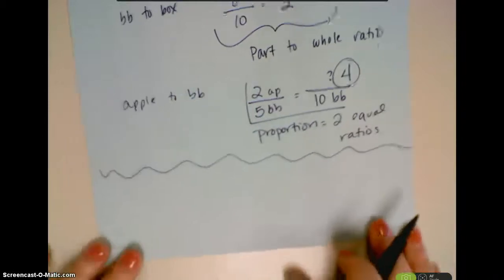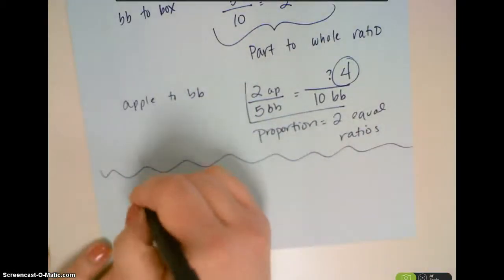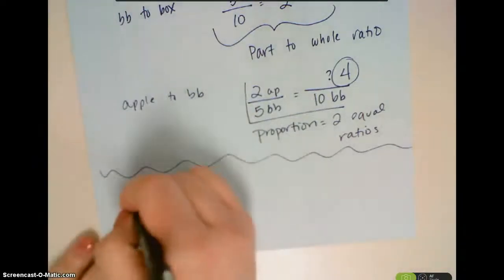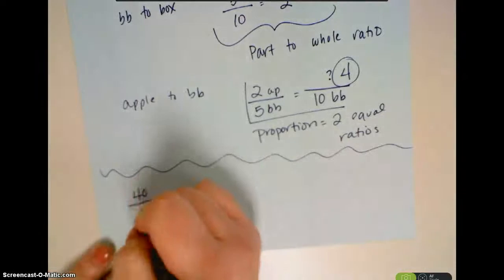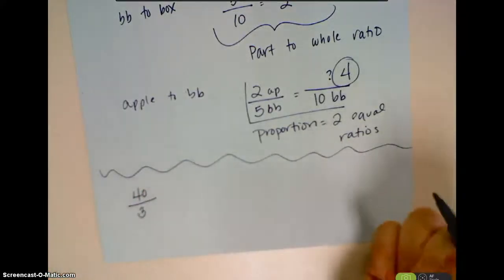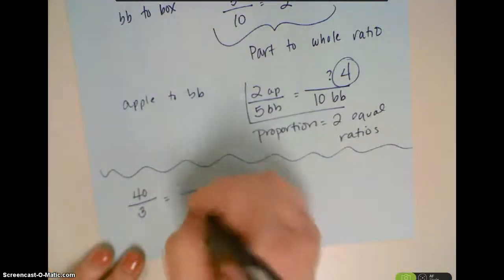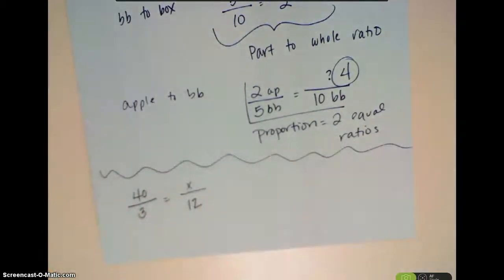I'm just going to write the proportion, but these could be compared. I didn't necessarily write down what they're comparing. So I could say it costs $40 for 3, I don't know, concert tickets, which is not necessarily true, and then I would want to know how much it would cost for 12. Okay, so this is my proportion, and the numbers can belong to different things.